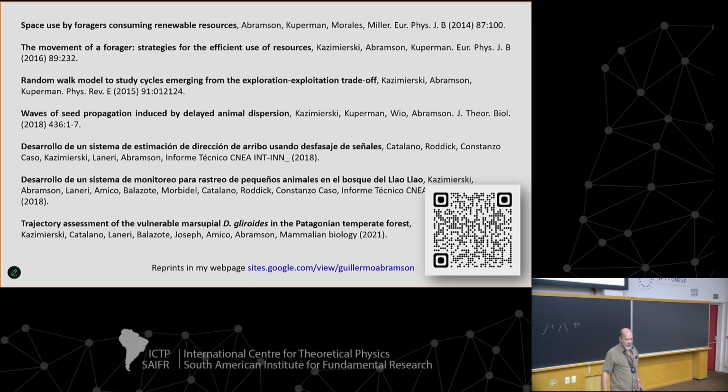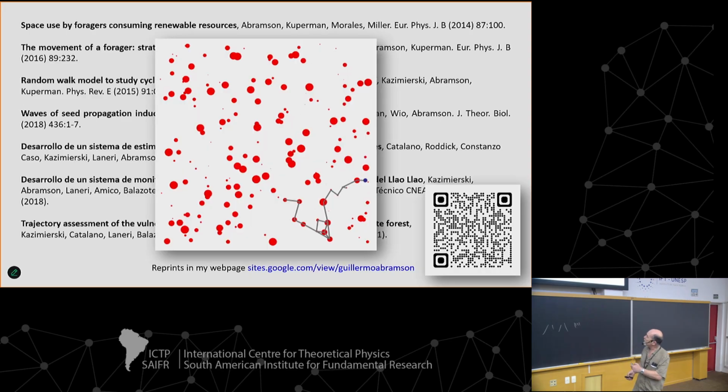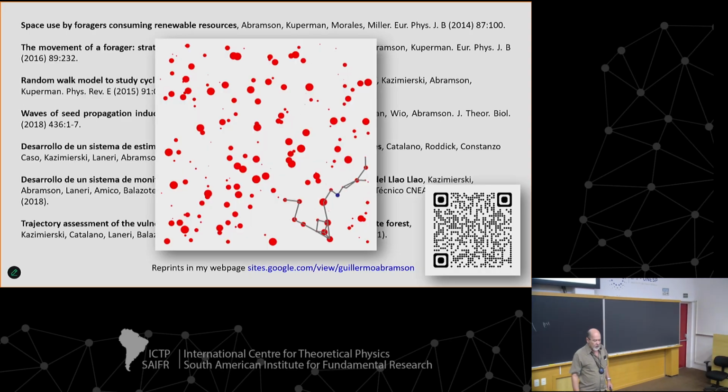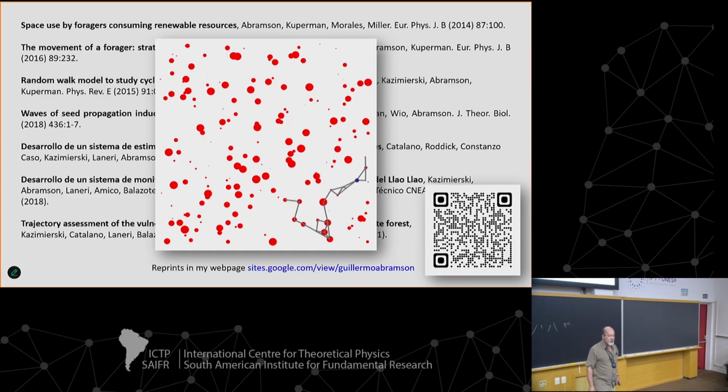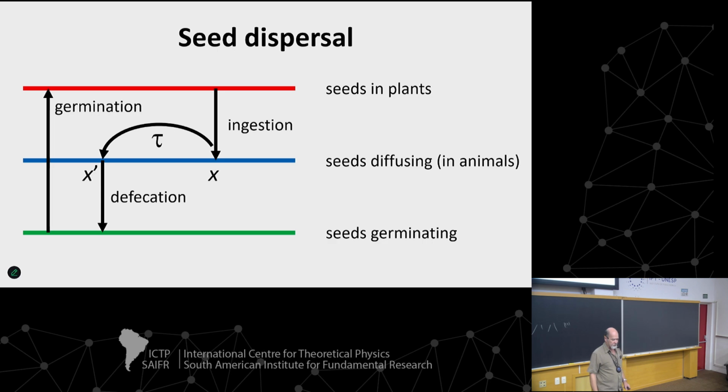So this project we had with collaborators in the ecology laboratory in Bariloche has produced a number of results and spin-offs. My favorite is this one, which is the emergence of a finite home range in a model of a forager that consumes a renewable resource, but it is not the one that I'm going to tell you about today. Today it will be just the propagation of seeds.